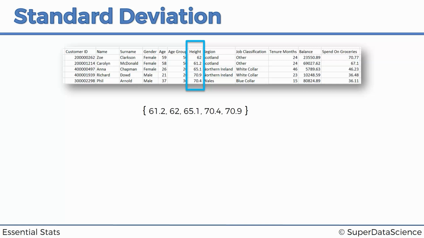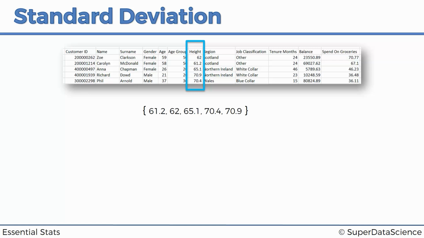In that case, let's write out our 5 rows over here, or 5 values of height. So we have 5 people. It's a very small bank. There's only 5 people who are customers of this bank. You can count them on one hand, and that's how tall they are in inches: 61.2 inches, 62 inches, 65 inches, 70.4 inches, 70.9 inches.